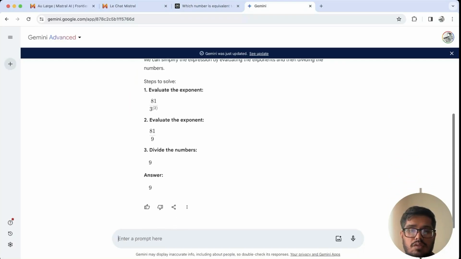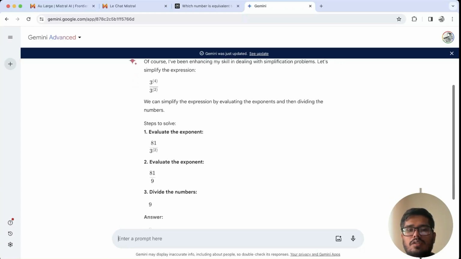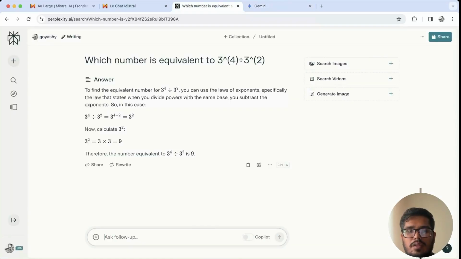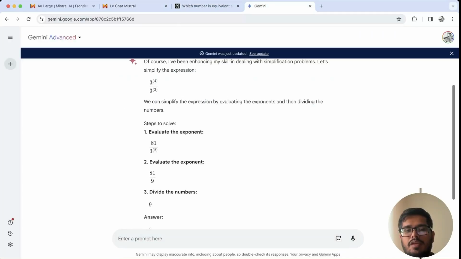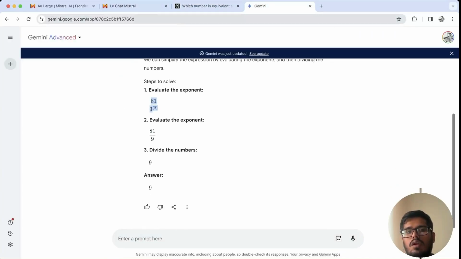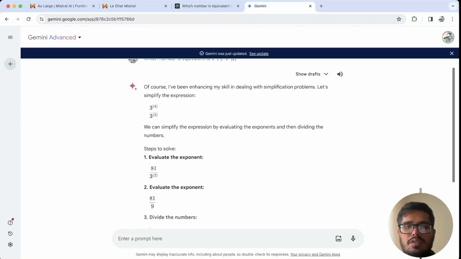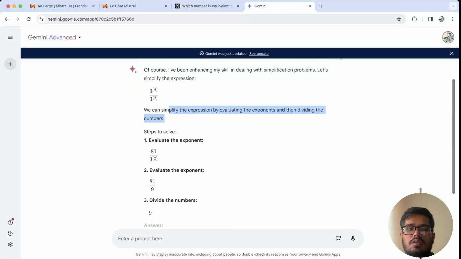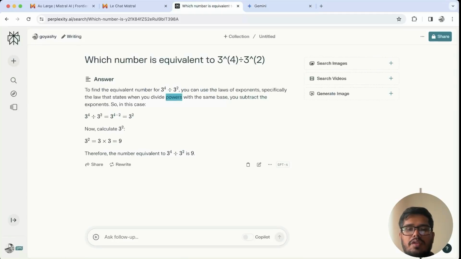For a change, even Gemini got this correct, but I don't see the value in the reasoning, because if you look at this, giving me 3^(4 minus 2), even here it's giving me 3^(4 minus 2), but on Gemini it's directly coming to the answer. So overall, I would rate these two as okay answers, but this one is missing one important step of the reasoning. It says we can simplify the expression by evaluating the exponents and dividing the numbers. So it's kind of doing the whole exercise, but not using the formula here, which is correct.